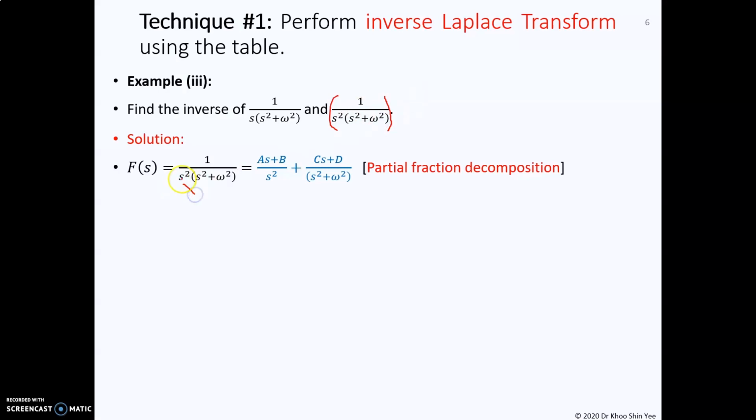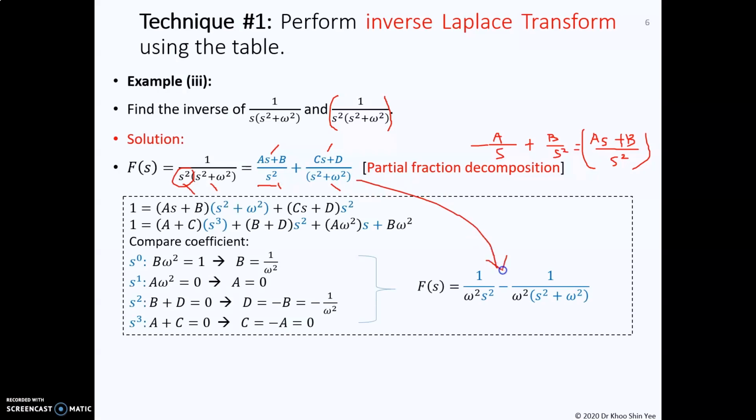In this case, you have quadratic factor x squared and quadratic factor x squared plus omega squared here. At the top, you have a first order polynomial where a, b, c, d are the unknown constants. You can also treat the x squared as a repeated linear factor. If you treat it as a repeated linear factor, you have a over x plus b over x squared. You find that you get the same answer here. By performing the partial fraction, you get the final answer, where a, b, c, d are this answer.